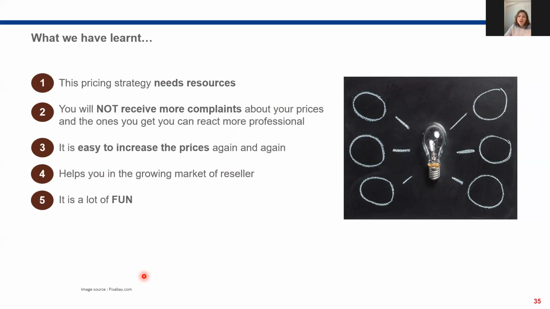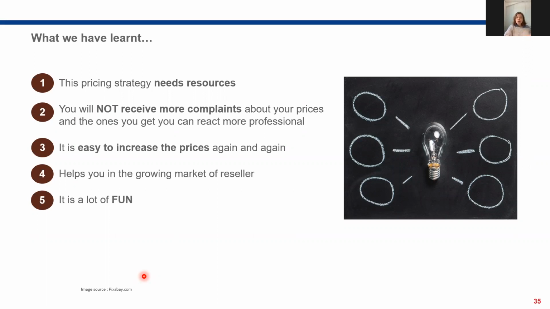You will not receive more complaints. This is what I really want to focus on, because we can see it. We always get complaints about the prices. If we have 70 euro, or if we have, some years ago, the entrance fee was 14 euros, we always received complaints.